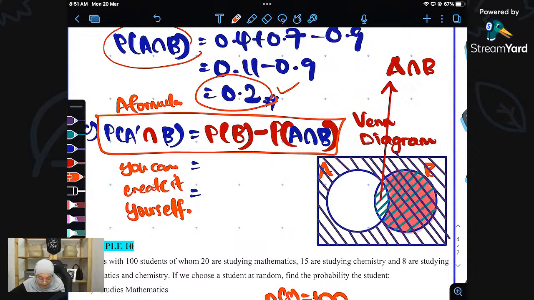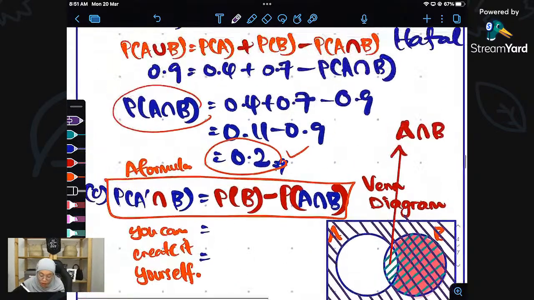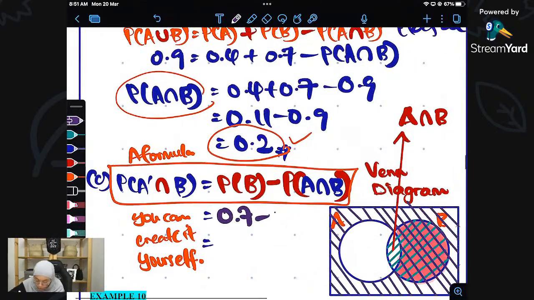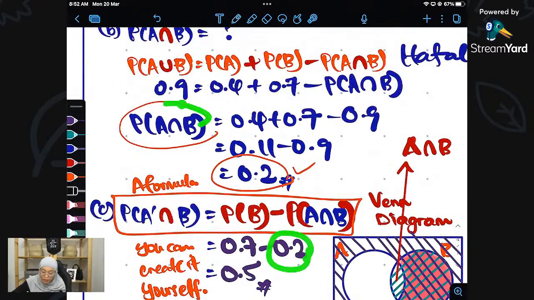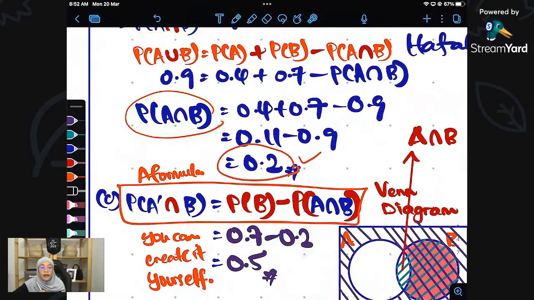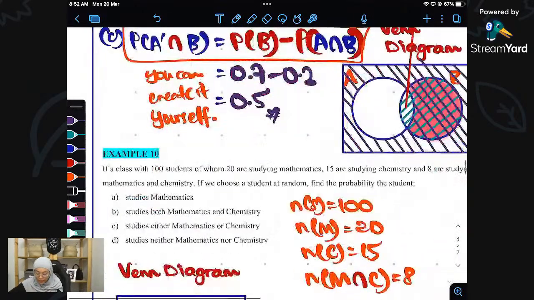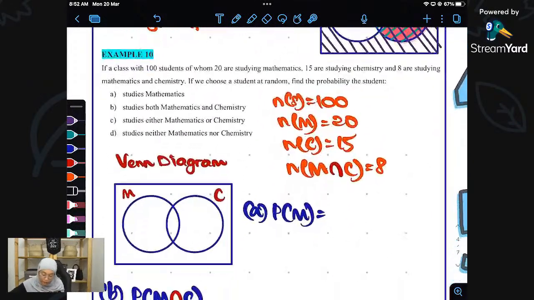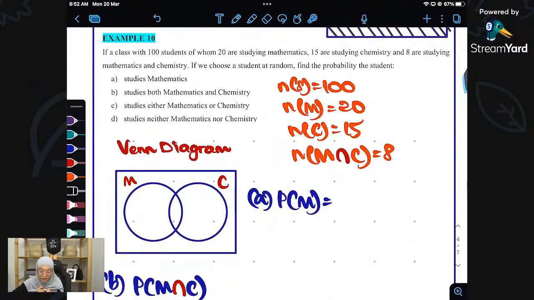And then the formula is, you can just sub in the numbers, which is 0.7 minus 0.2, giving you 0.5. Ta-da! Because 0.2 is coming from the previous question, you already found the intersection there. Okay? And so let's continue with example 10 there.